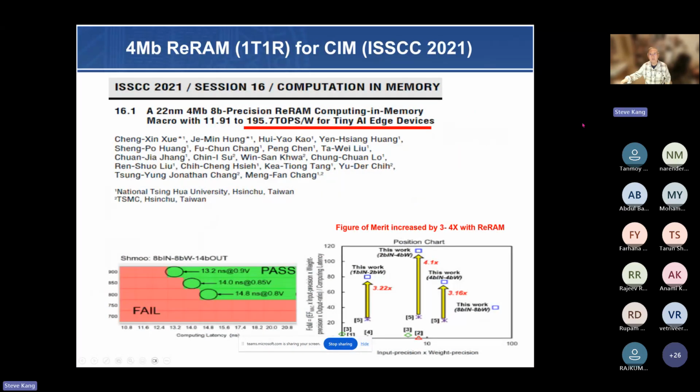This is a published result from back in 2021, at the International Solid State Circuits Conference. They published a paper on a 4 megabit resistive RAM, 1T1R, to prevent sneak current. They put a transistor in series with a memristor for CIM, and they achieved high performance for tiny edge computing applications, edge AI devices. In terms of figure of merit, it increased by 3 to 4 times by using computing in memory.